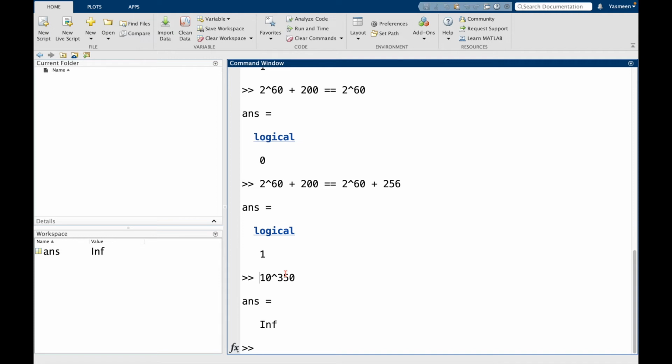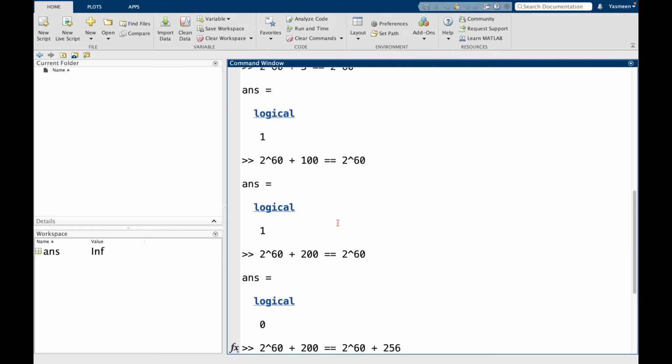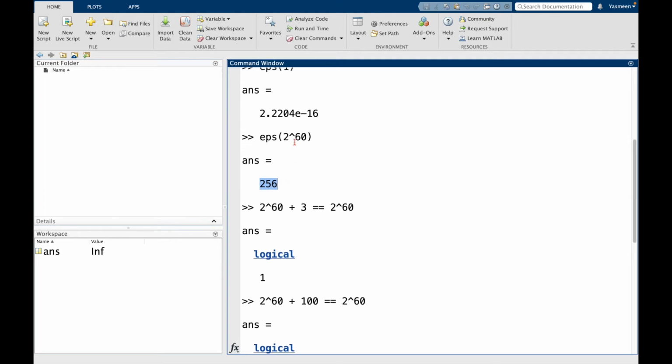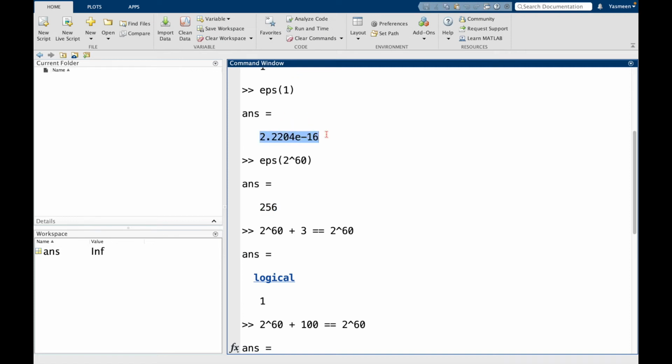Another thing I want to emphasize too is, notice when we called EPS of 2 to the 60, we got 256. So meaning anything between 2 to the 60 and 2 to the 60 plus 256 gets rounded up or down. Anything in between is in this weird limbo state. Whereas for a really small number like 1, the EPS was way, way smaller. So the takeaway from this is there's a lot more precision for small numbers, and this makes sense, right? We want to be able to distinguish between 0.5 and 0.75, versus large numbers where we have a lot less precision.